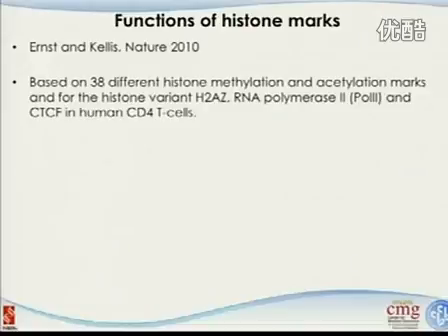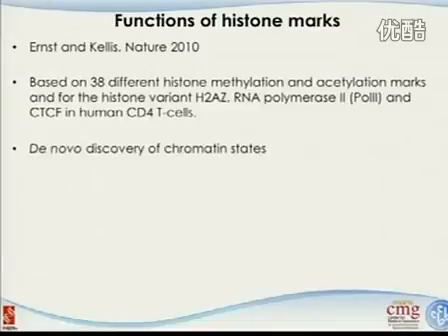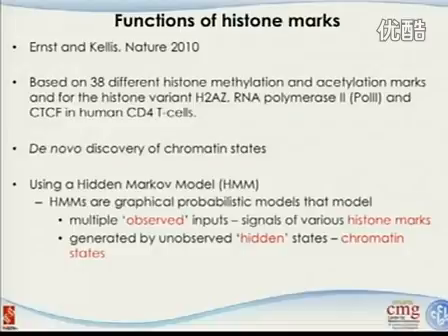But we do have a lot of ChIP-seq that has been done, and how can we learn which histone mark, or a combination of different histone marks in a region, what that encodes for? So this is the basic goal of this study, to identify the functions of histone marks. What they did is they called de novo discovery of chromatin states. And they used something called a hidden Markov model, which I'm not going to go into.